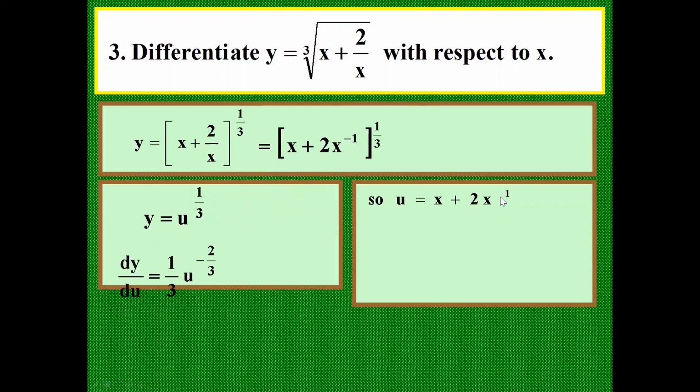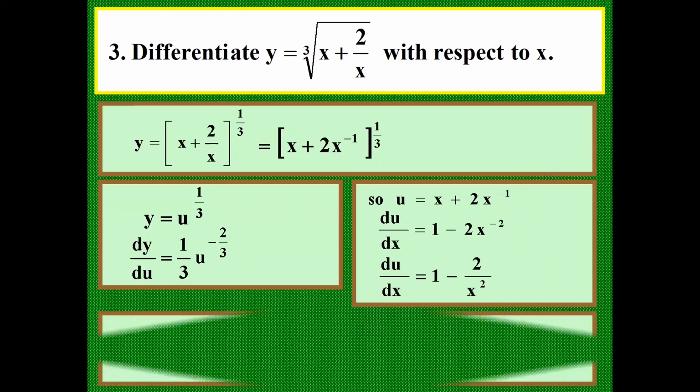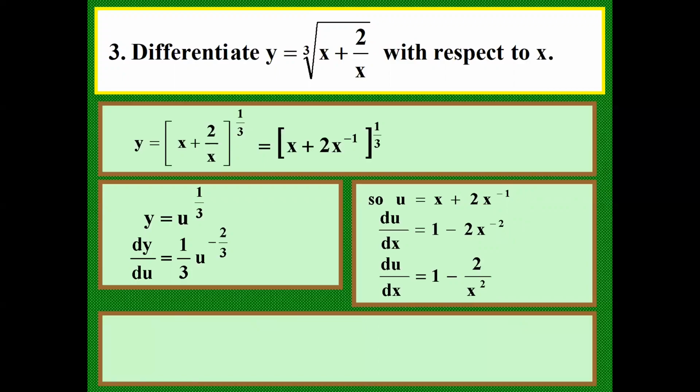So I will differentiate dy over du and du over dx, but because of the negative, when I differentiate that, I have negative 2 here, so I need to bring it back down. Okay, now it's time to combine them together. Yeah, all right, so you combine both of them, and if you can simplify, you simplify.